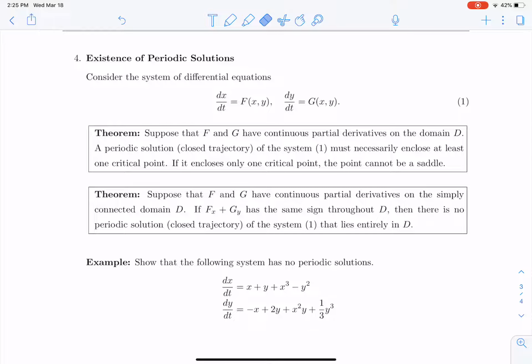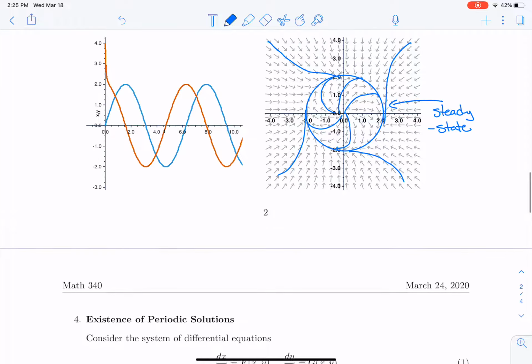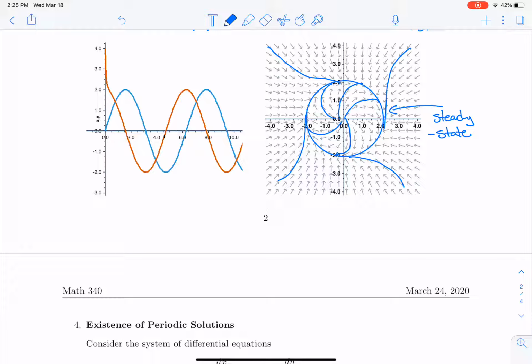And our first theorem says, suppose that f and g have continuous partial derivatives on the domain D. A periodic solution or closed trajectory of the system must necessarily enclose at least one critical point. If it encloses only one critical point, the point cannot be a saddle. Okay, so let's look back at our system that we were just looking at and notice that there was one critical point, right? (0, 0) was a spiral source. And so that's not a saddle.